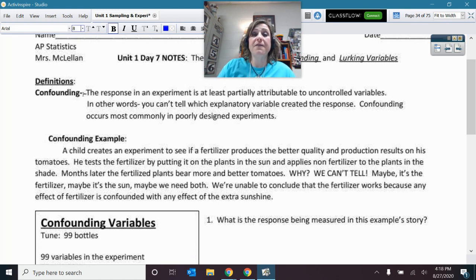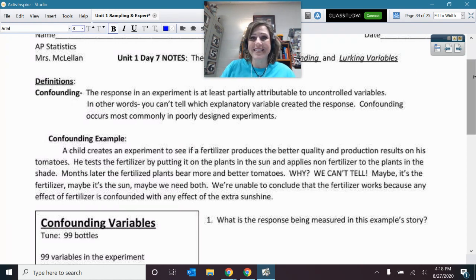All right, so a confounding variable is when what you're measuring, say the height of the tomato plant, is at least partially attributed to uncontrolled variables or something else that's in there. In other words, you can't tell which explanatory variable created that response. There are too many variables, and so you haven't isolated it so you know what the cause is. Confounding most commonly occurs in a poorly designed experiment. Because if you designed it correctly, you want to control everything so that you don't have these confounding variables, so that you've isolated that one treatment.